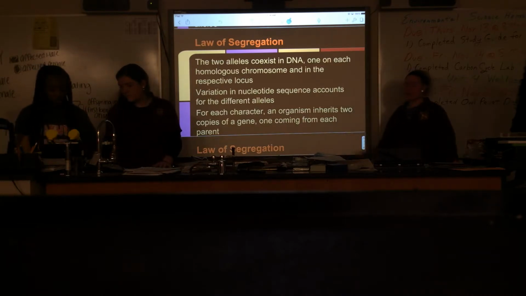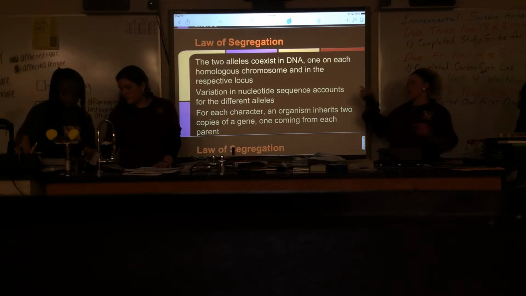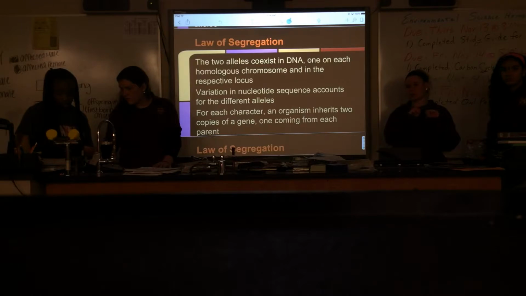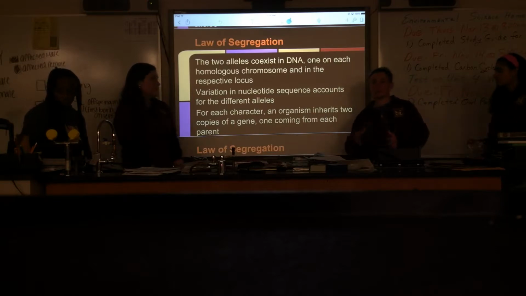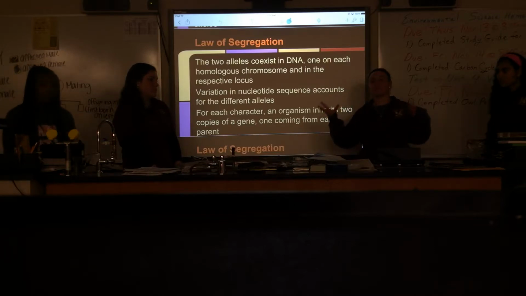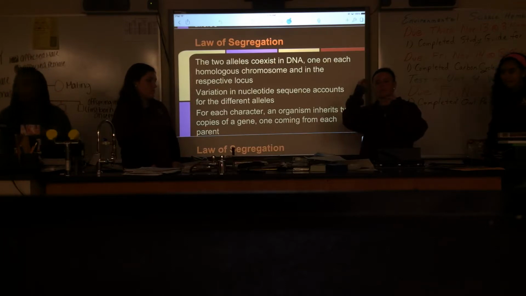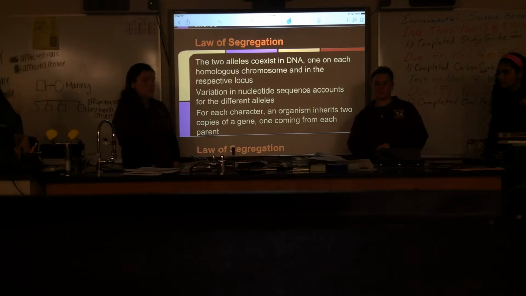So the two alleles coexist in DNA, as we've seen, and one is on each homologous chromosome in their respective locus. Locus is the position of the allele on a chromosome. The variation in nucleotide sequences accounts for the difference in alleles. So there's not a little t and a big T on a chromosome. That's just how we express it, so that it makes sense for us. The little t actually symbolizes a sequence of nucleotides that codes for a recessive phenotype.